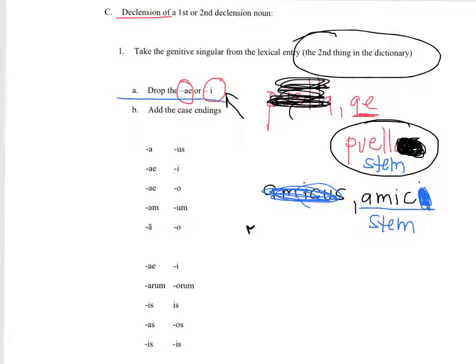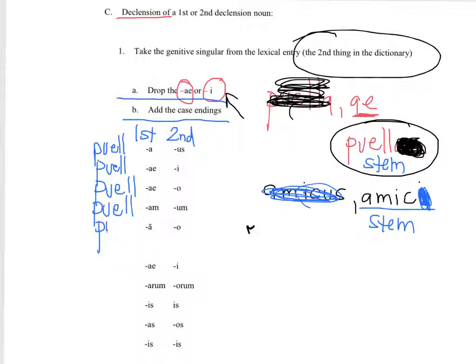Once you have this stem, then you're going to add the case endings. Here are the case endings for the first declension. Here are the case endings for the second declension. So, to puell-, you will add -a, and then -ae, and then -ae again for the dative, and then -am, and then a long -a for the ablative. That's for a first declension noun in the singular. The first ending is the nominative, the second is the genitive, the third is the dative, the fourth is the accusative, and the fifth is the ablative.